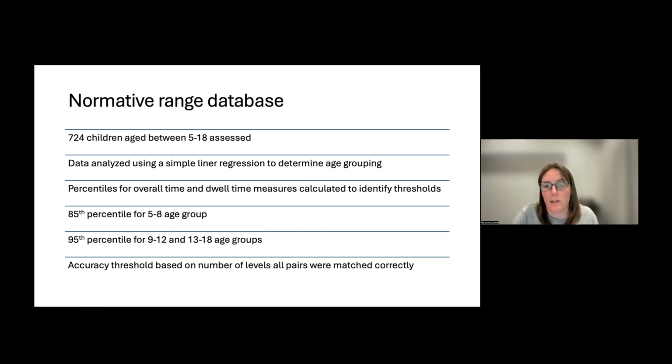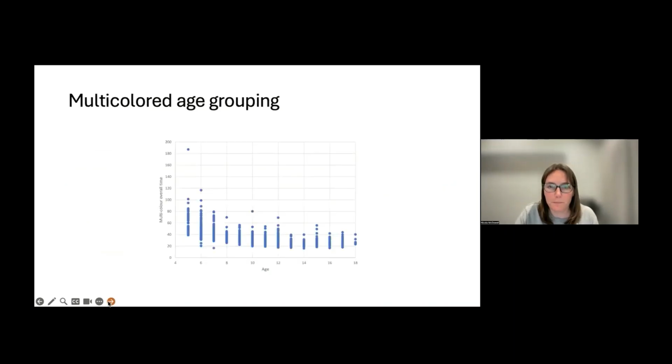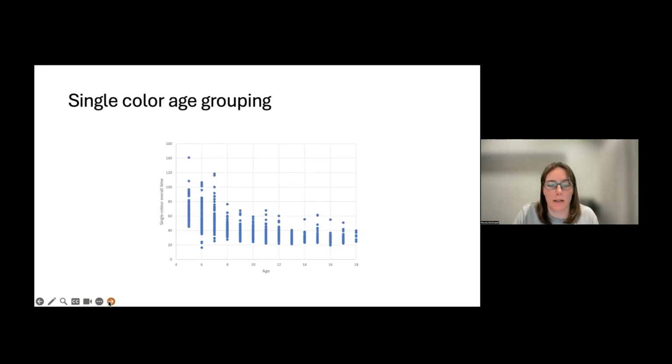The data was analysed to work out the age groupings, and then percentiles were used for the overall time and dwell time. We went for the 85th percentile for the children aged 5 to 8 because their vision is just maturing, and they were a bit more chaotic in how they did the app, whereas we used the 95th percentile for the older children. This was looking at the age grouping for the multicoloured round, and you can see the natural grouping of 5 to 8, 9 to 12, and 13 to 18, which is in line with visual maturation and visual maturity. And then there was a similar age grouping with the single coloured round as well.